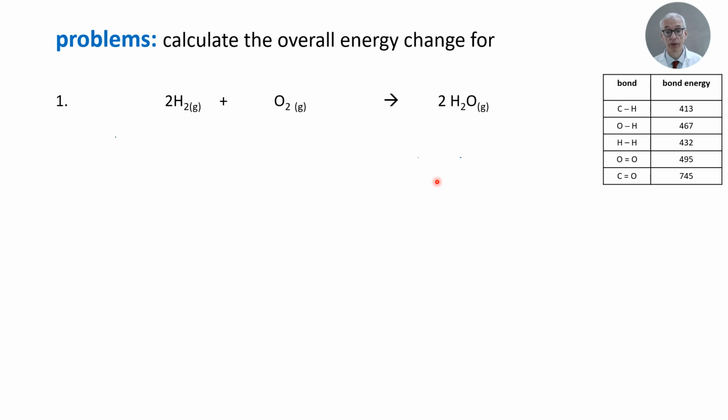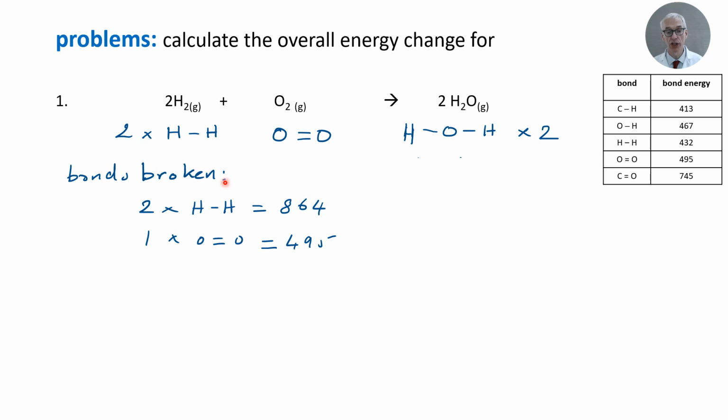Okay, so the first thing to do is to identify the bonds that need to be broken. Well, we've got hydrogen, hydrogen twice, and oxygen, oxygen double bond. Don't forget, oxygen forms O2 with a double covalent bond between the oxygen atoms. Water, oxygen, hydrogen twice in each water molecule, but there are 2 water molecules. So if we look at the bonds that are broken, it's 2 times the hydrogen, hydrogen, and 1 times the oxygen, double oxygen. We get the numbers from the table.